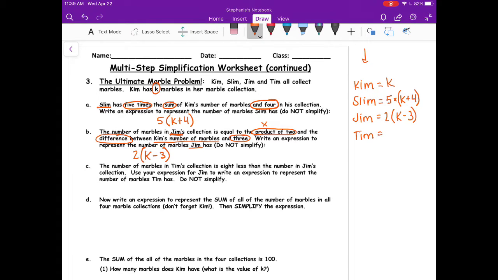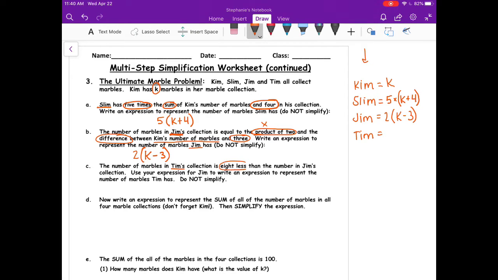Awesome. All right, C. The number of marbles in Tim's collection is 8 less than the number in Jim's collection. Use your expression for Jim to write an expression to represent the number of marbles Tim has. Do not simplify. Again, go ahead and pause this video and try letter C on your own and then come back and we'll do it together.